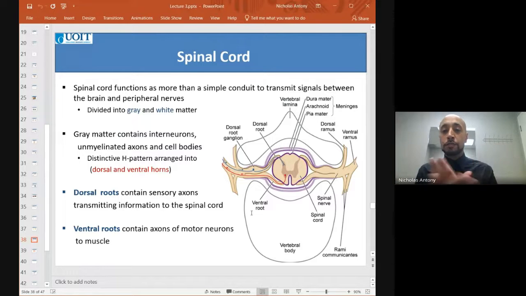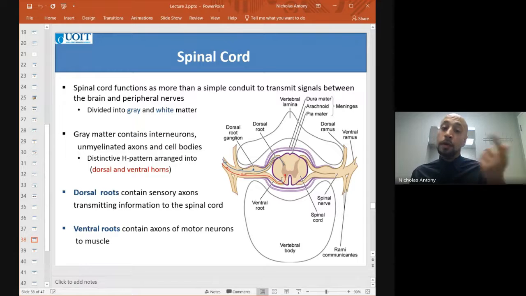If you take a cross-section of the spinal cord, this is what it would look like. We touched on this in the beginning part of the review lecture. All of the sensory information coming from the spinal nerve comes in through the dorsal root, whereas all of the motor information coming out of the spinal cord comes out through the ventral root. Here we have the dorsal root ganglion. So this would be our spinal nerve, dorsal root ganglion, dorsal root, ventral root.